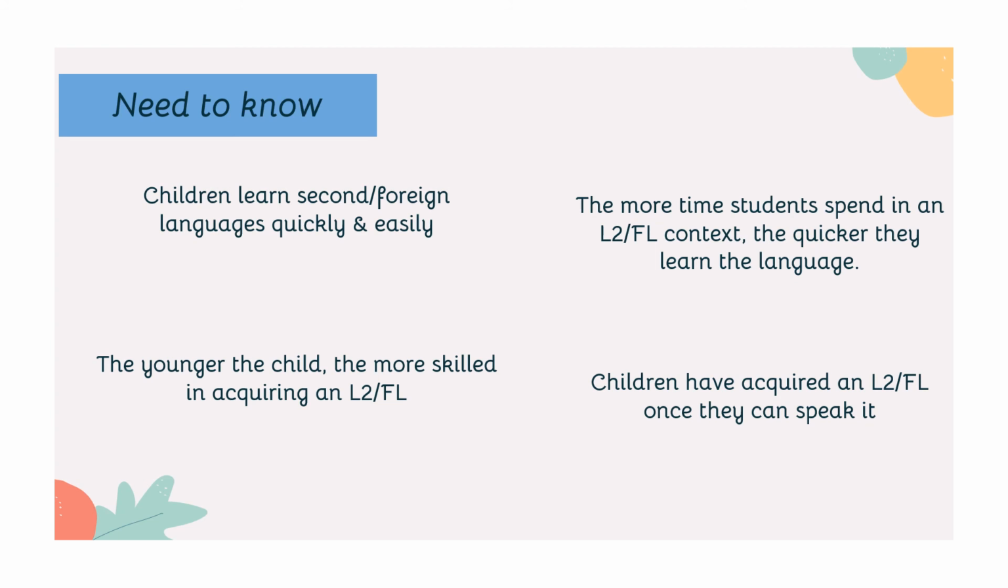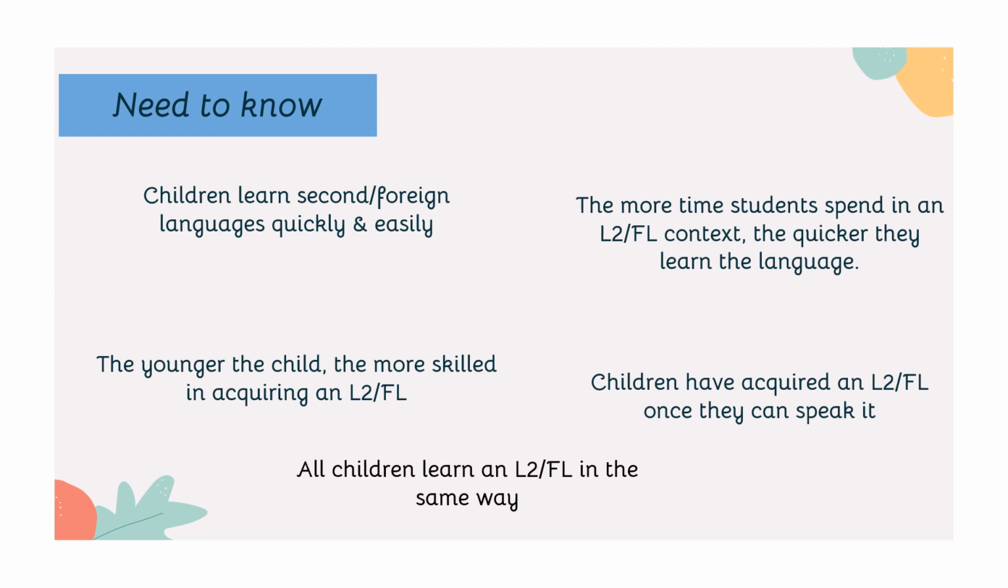Next, children have acquired a second language or foreign language once they can speak it. For school-age children, proficiency in face-to-face communication doesn't imply proficiency in the more complex academic language needed to engage in many classroom activities. Children may have language problems in reading and writing that are not apparent if their oral abilities are used to gauge their English proficiency.